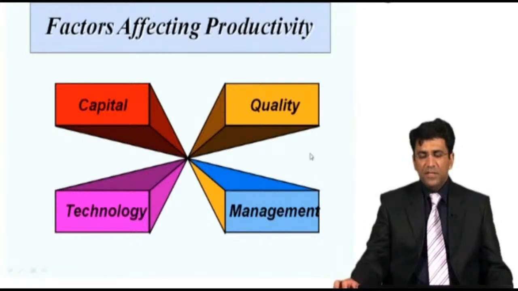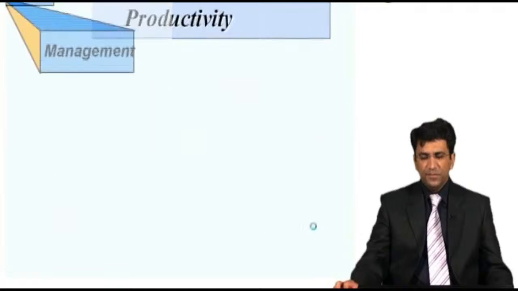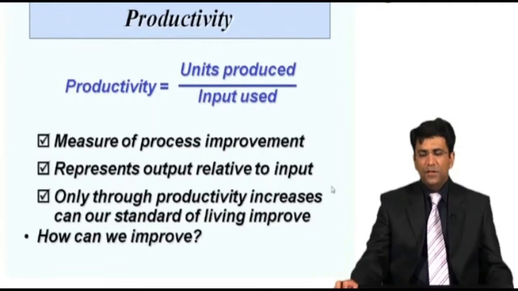So if we consider all of these 4 factors, we can say that capital, technology and management are related to the input part of productivity, and quality, that is the quality of the output, is related to the output part of productivity. So whenever an organization is interested in increasing productivity, it should give due importance to all of these factors.